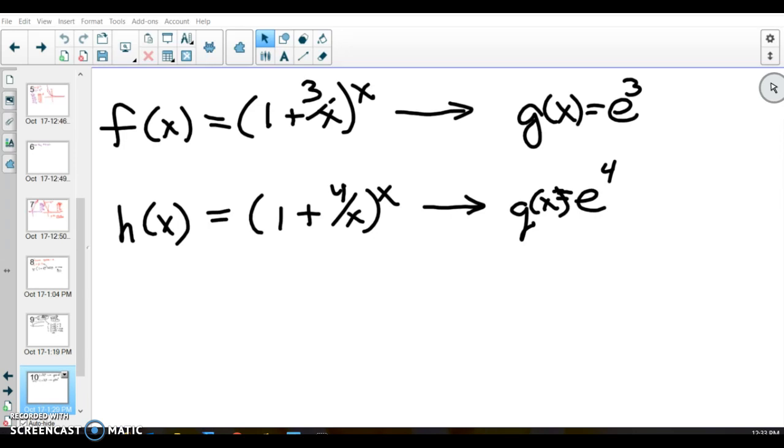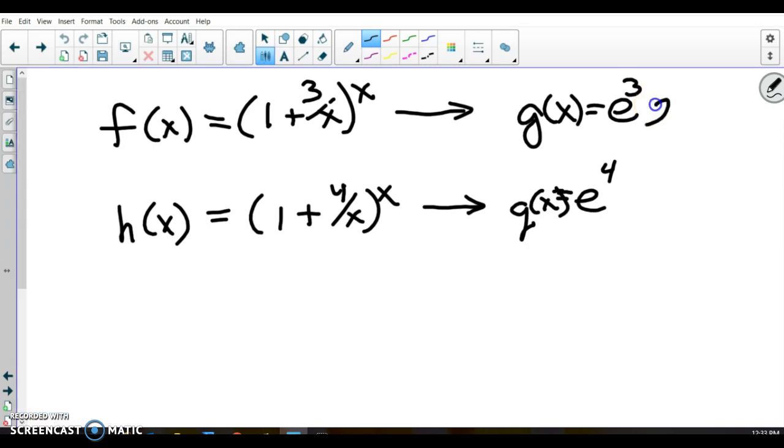I wanted you to look at these two functions. We replaced in the approximation of e 1 over x with two values, 3 and 4. And what I wanted you to see in the case of the first one, e to the third power, sorry I didn't get that calculated, e to the third power is 20.1. E to the fourth power is 54.6.